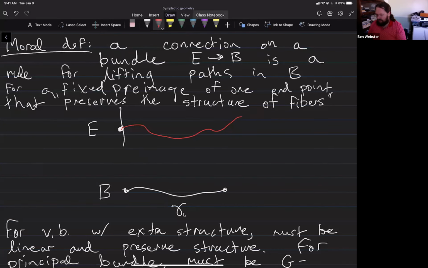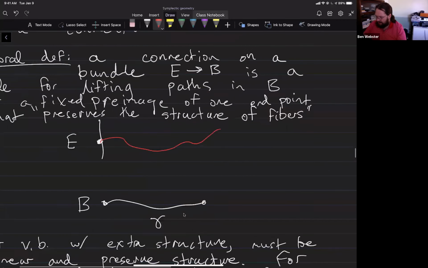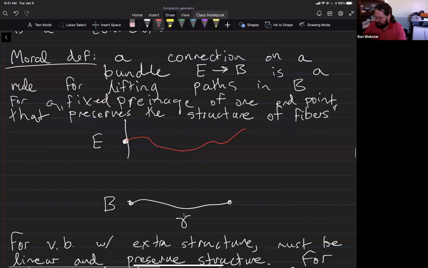So you'll hear this phrased in slightly different ways, right? By looking at the other endpoint of this path, this endpoint is B and this endpoint is B prime, then we get an identification of the fiber. Let me write this properly. We get a map from the fiber over B to the fiber over B prime.